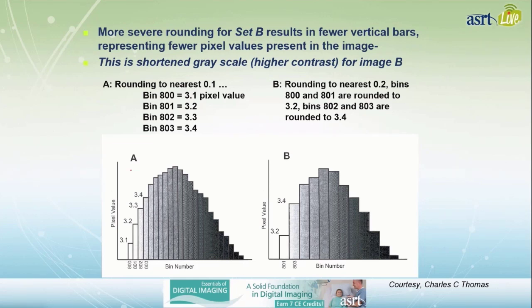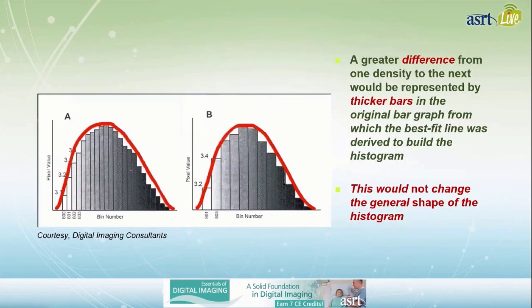which would represent fewer pixel values present in the image. And this would be indicative of shortened grayscale, of course. But here's the key thing. You look at the shape of these two histograms, and you see that if we draw that best fit line, we see that the greater difference from one density to the next is represented by the thicker bars on the right, but the best fit line is not changed.